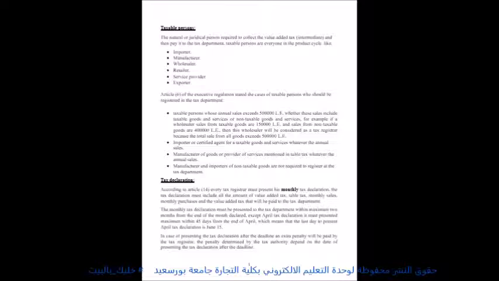Number one, taxable person whose annual sales exceeds 500,000 Egyptian pounds, annual sales, whether these sales include taxable goods or non-taxable goods. For example, if wholesaler sales from taxable goods are 150 Egyptian pounds and sales from non-taxable goods 400,000, then the wholesaler should be considered as a tax register, not as tax person. Why is he a tax register? Because his total sales, whether from taxable goods or non-taxable goods, exceeds 500,000, so he should be considered as a tax register, not a taxable person.